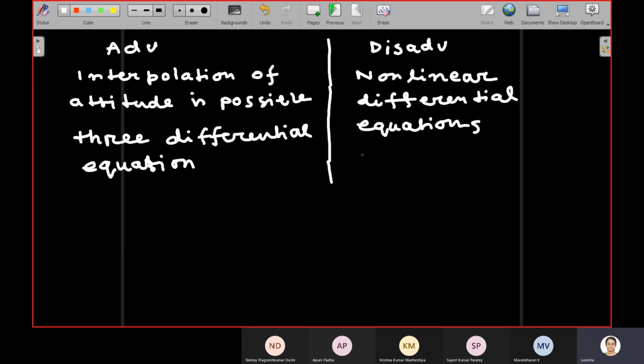Then there is a singularity at plus minus 12. Okay.